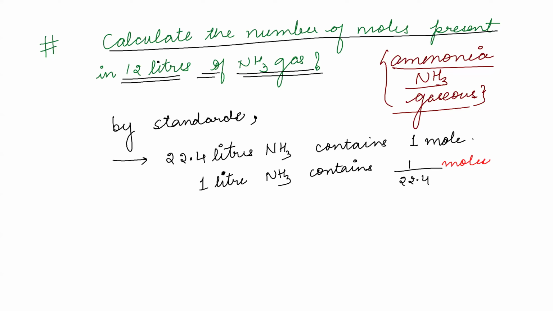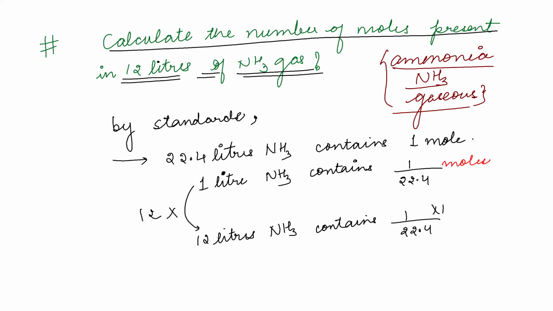And then how do I make it into 12? Into 12. So 12 liters of ammonia contains 1 by 22.4 into 12 moles. These many moles. Are we understanding my point? Got the point? Are we understanding or not?